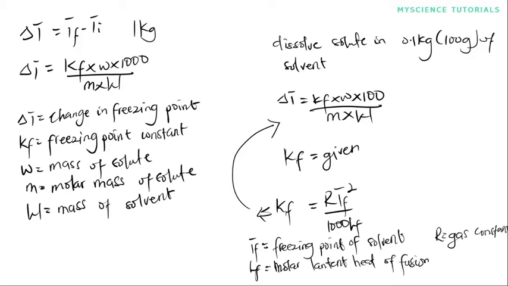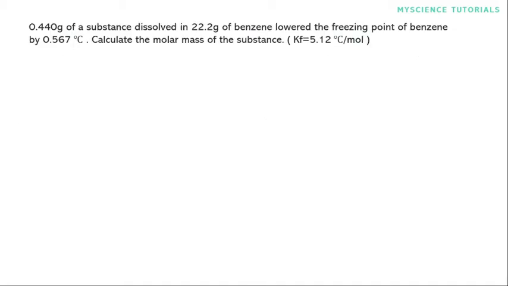So now with this basic introduction, let's go ahead and solve some few examples to actually get well acquainted with problems on freezing point depression. So the first example we want to look at is 0.440 gram of a substance dissolved in 22.2 grams of benzene lowered the freezing point of benzene by 0.567 degrees Celsius. We have to calculate the molar mass of the substance, given that Kf is equal to 5.12 degrees Celsius per mole. Alright, so let's write down our solution.